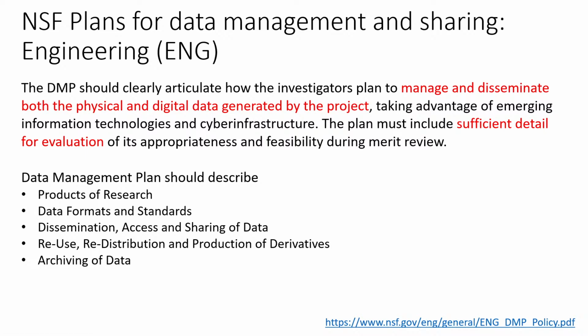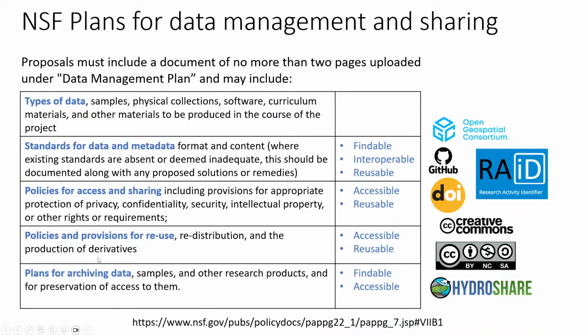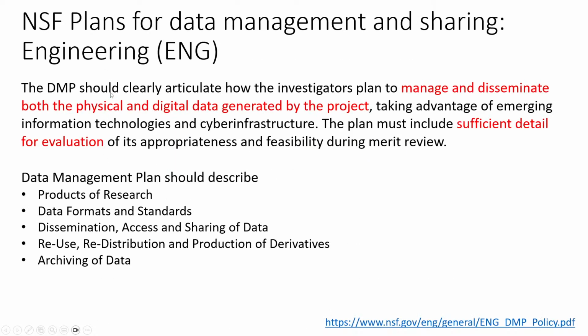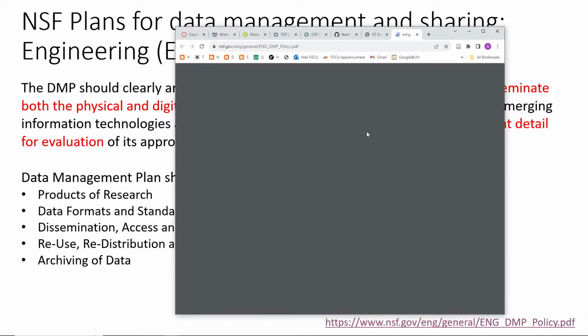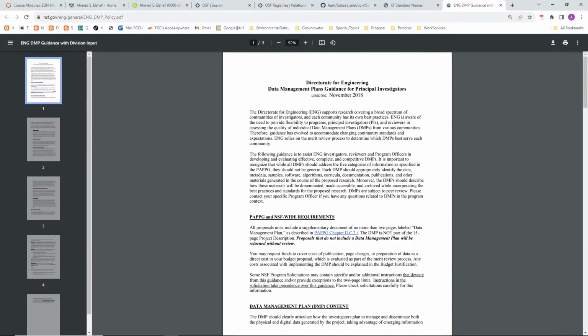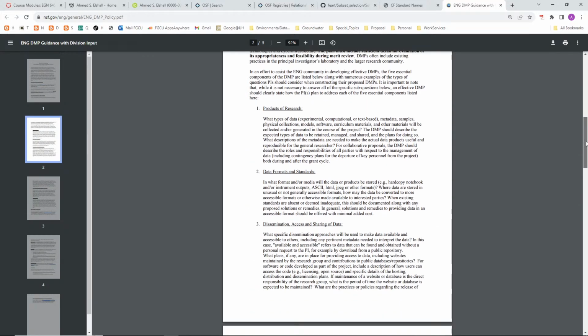So for the engineering directorate of the NSF, for example, this is basically the same here. This is an example of the data management plan. It should include these things, and if you click here, it basically provides you information about each one. So, product of research, you should be able to answer this question.